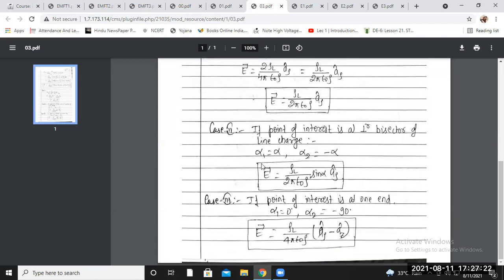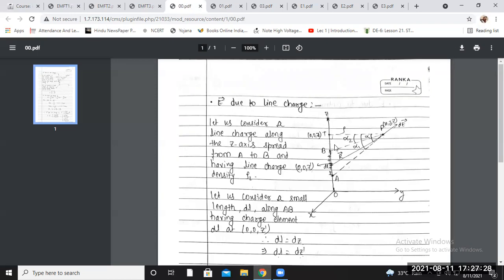So in that case, let us say alpha 1 is taken as a positive value and alpha 2 is taken as a negative value. In that case, let me show you. Let us say this point P lies at this point.